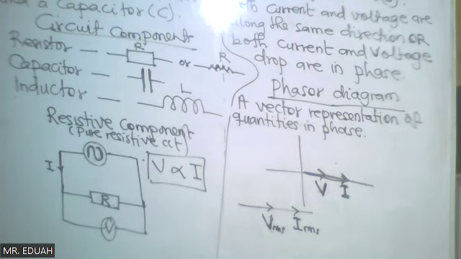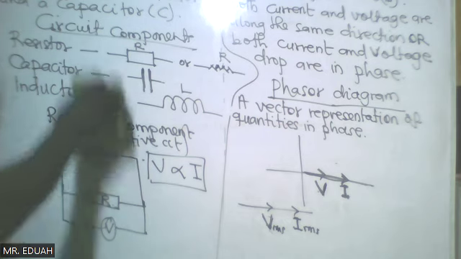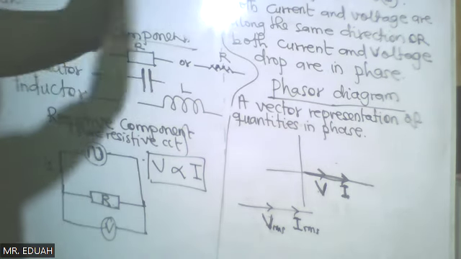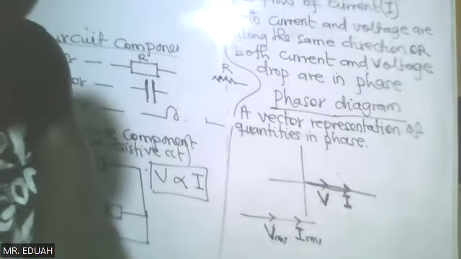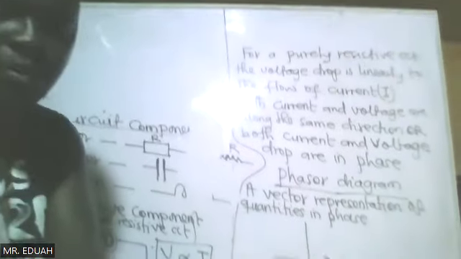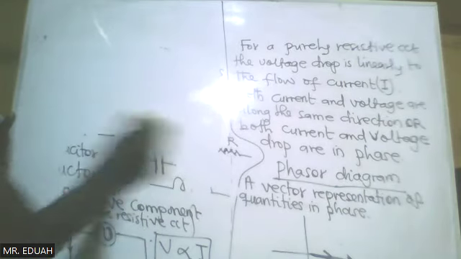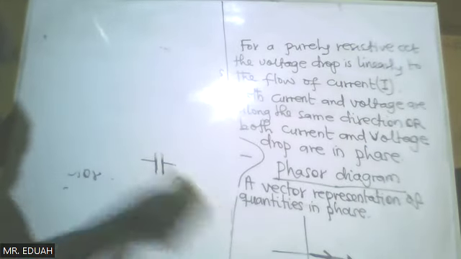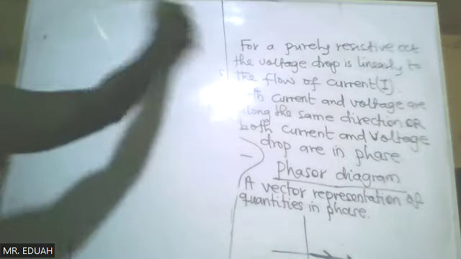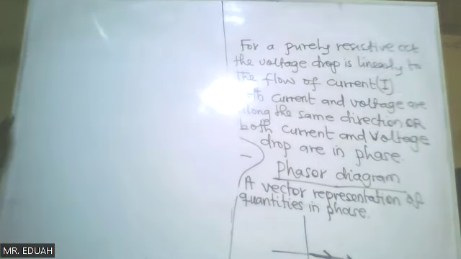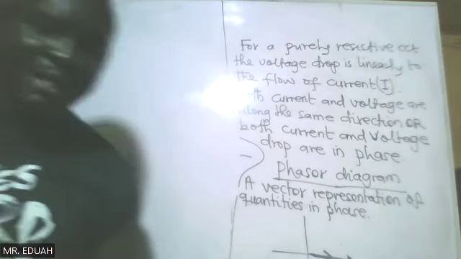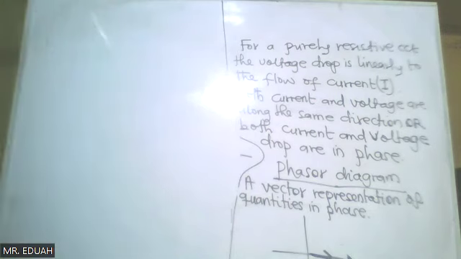Let's look at it for a capacitor. What is a capacitor? A capacitor is an electronic device that stores charges. It has the capacity to store charges.